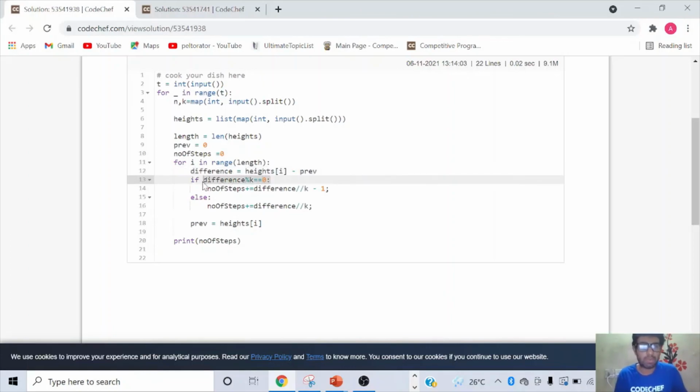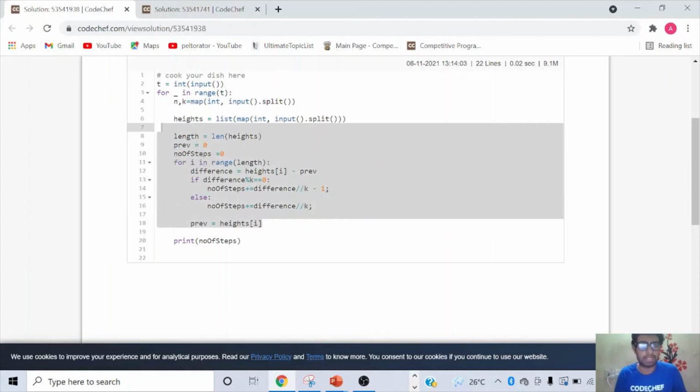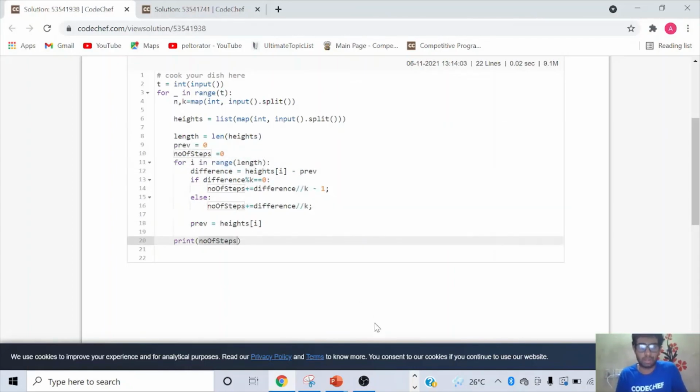Now if difference mod k equal to 0, number of steps is difference by k minus 1. Here we use integer or floor division, hence a double slash. Similarly, otherwise, if difference mod k is not equal to 0, we just have plus equal to difference by k. Now we update previous. Since you have jumped from previous till heights of i, your heights of i becomes your new previous, and from there you again process every index. And at the end, print the number of steps. Hope this is also clear.